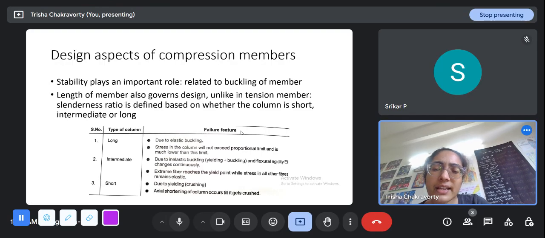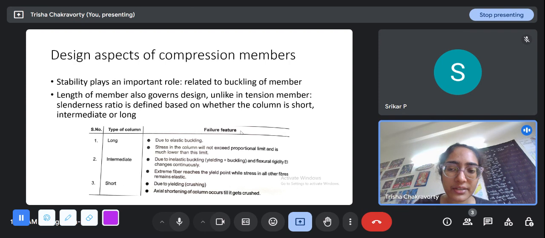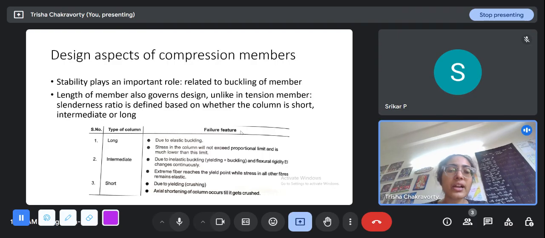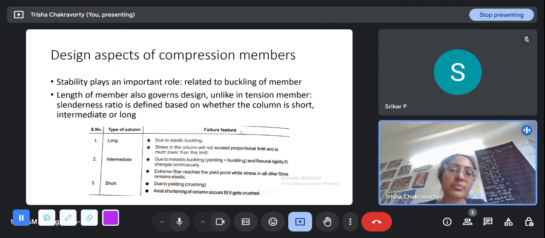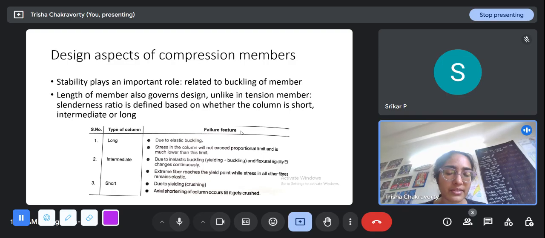Design aspect of compression members. Stability plays an important role related to buckling of the member. Length of the member also governs design, unlike in tension members, because the length was nowhere relevant in tension members. We were only concerned about the cross-sectional area. But here we have to take into account the length, because the slenderness ratio is defined based on whether the column is short, intermediate, or long, and the higher the slenderness ratio is, the more prone it is to buckling. So even if the yield stress of my steel is 250 MPa, I have to grade it down. I have to take a lesser permissible compressive strength, because it will fail in buckling even before it reaches its complete compressive strength.